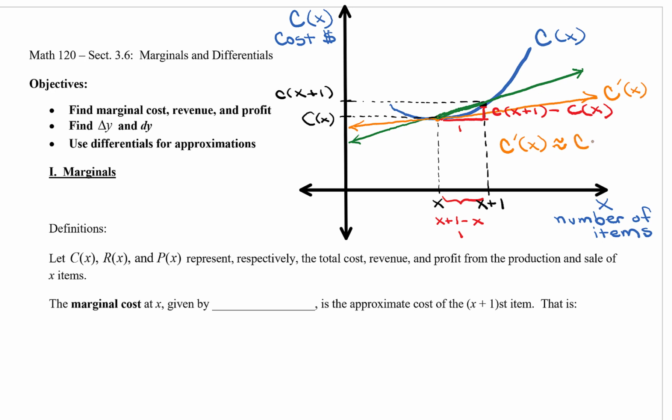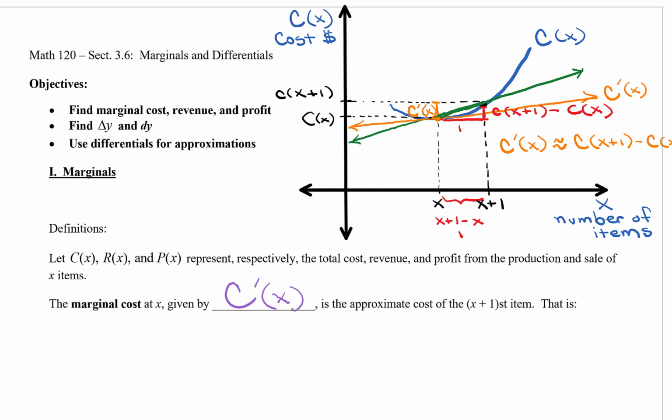Now C prime of x is going to be approximately equal to C of x plus 1 minus C of x. Because if you look at the little triangle I can make from that tangent line, it's almost the same. It's really close. You can tell by looking at the height I'm representing with C prime of x and comparing it to C of x plus 1 minus C of x that those vertical values are really close. So that C prime of x is basically what I'm going to call our marginal cost.